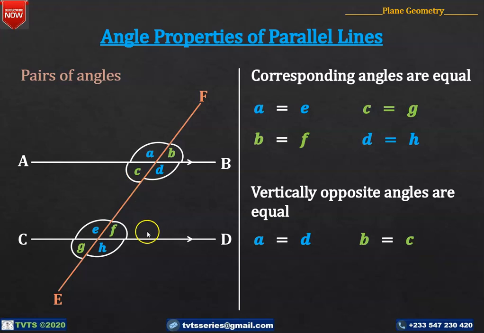Furthermore, at the meeting point of lines CD and EF, E and H are vertically opposite to each other, and F and G are vertically opposite to each other. This means that E is equal to H and F is equal to G.